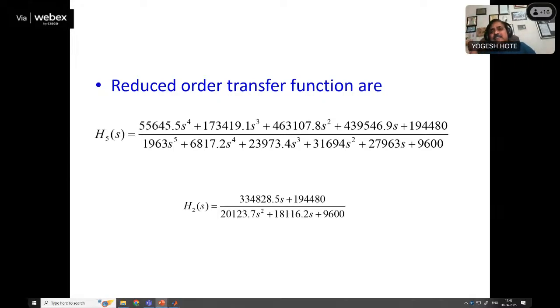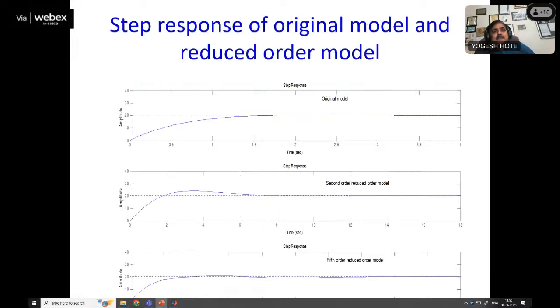But the most important thing is that if the original system is of higher order, and it is of an underdamped, oscillatory nature, you should not reduce it to first order. First order should not be chosen. I think the point is clear, right? Yes, sir. Thank you, sir.